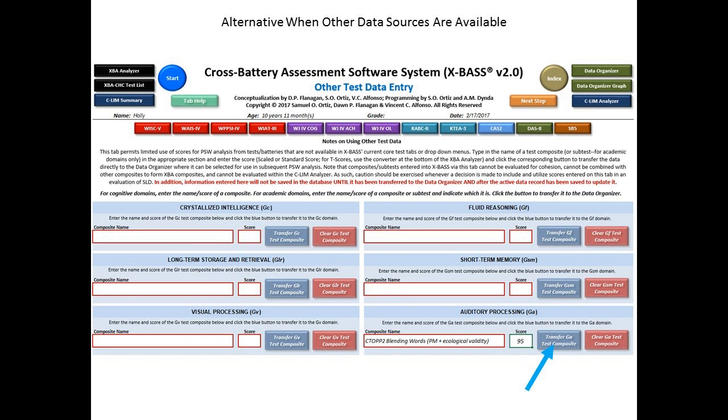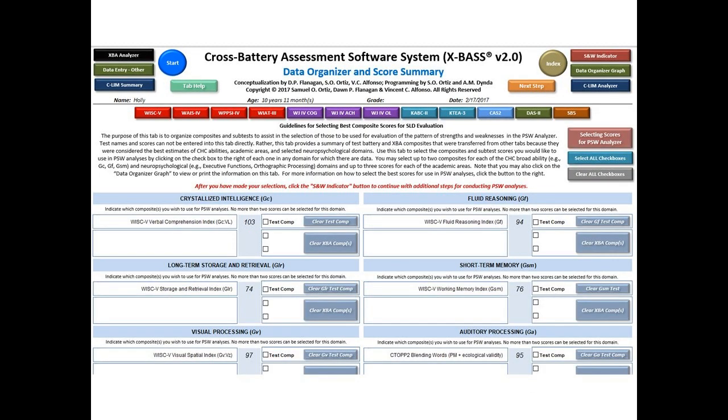You can type in anything you want, any way you want it. So I went right to the auditory processing section here. I typed in CTOP2, blending words, progress monitoring, plus ecological validity. Right? So I'm saying I have progress monitoring data and ecological validity to support this 95 CTOP2 blending words. And then I'm going to transfer that over to the data organizer tab. And now I have my estimate of GA.